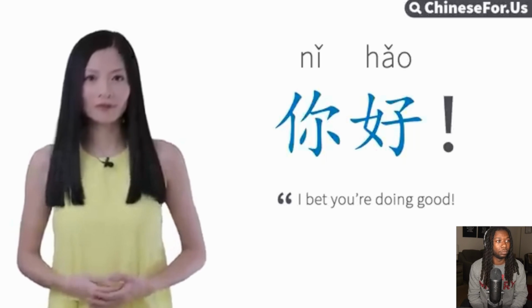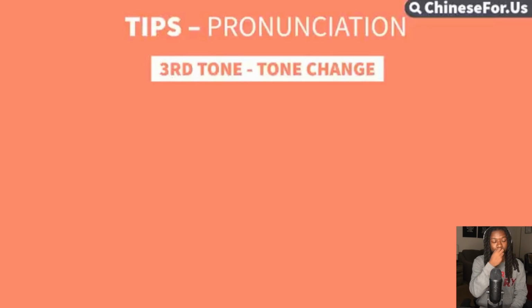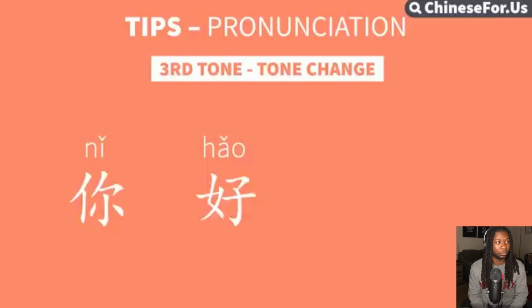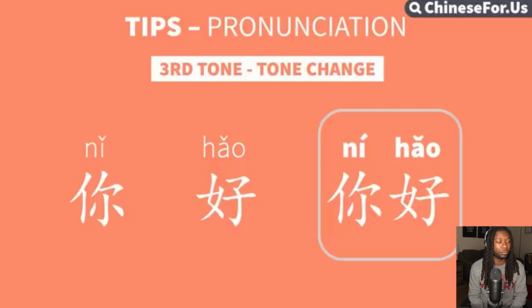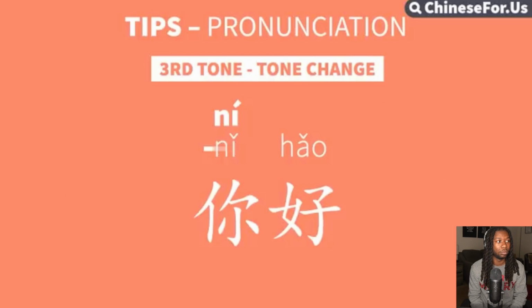你好. Did you notice that the tones for 你 and 好 don't sound the same when they are together? They are both pronounced in a third tone when spoken individually. And when they are together, they are pronounced like this. 你好. Ni hao. So when two third tones are together, the first one turns into the second tone, but is still written as a third tone.